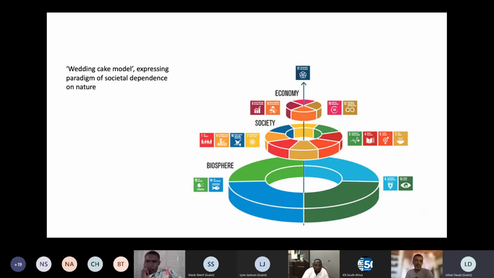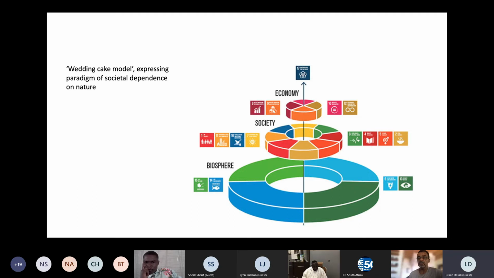So there are more mechanistic models or holistic models that have been proposed. This is one called the wedding cake model because of the shape, which really expresses this paradigm, which is very true, of the biosphere or nature underpinning society, and then the economic activities represent just a part of what we do and what we undertake in societies. But there's an issue with this model in terms of really going towards tangible planning and actions, and that's in the order of biosphere, society, and economy here. And I think what's useful for us in thinking about ocean governance is we need to think about how do we address mechanistic interactions, cause and effect interactions.